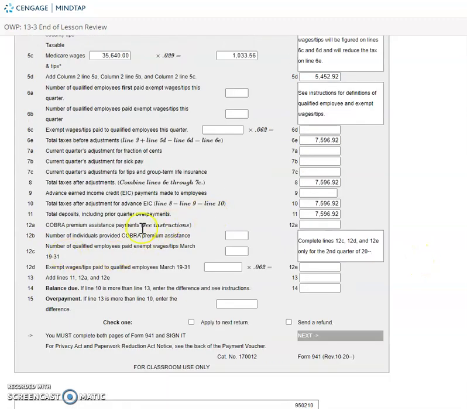Okay, so moving on to line 12A, it talks about COBRA premium assistance. That's going to be a 0. We don't have anything about individuals provided COBRA. We don't have anything about qualified employees, paid exempt wages. So here they're talking about exempt wages again, so that would be 0, 0. Number 13, then it says we're going to add lines 11, 12A and 12E. Well, there's nothing in 12A or 12E, so we're simply pulling that number from 11 down.